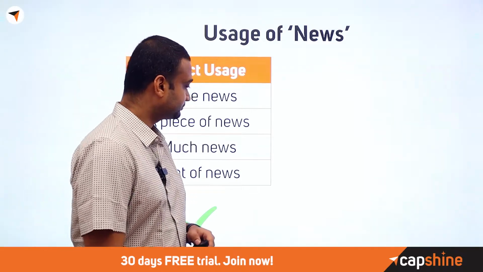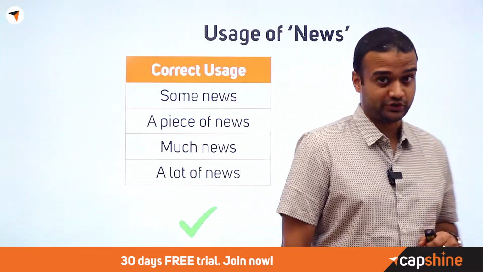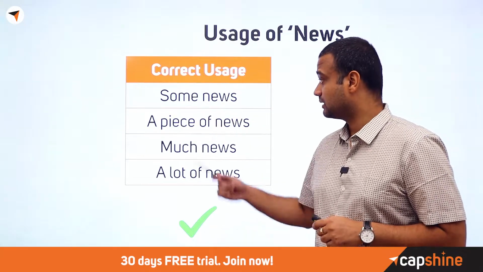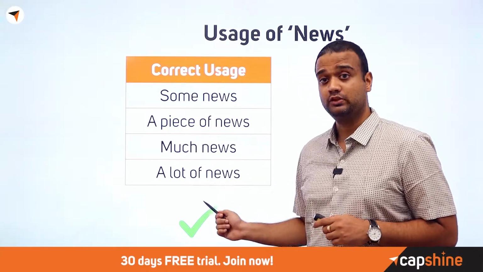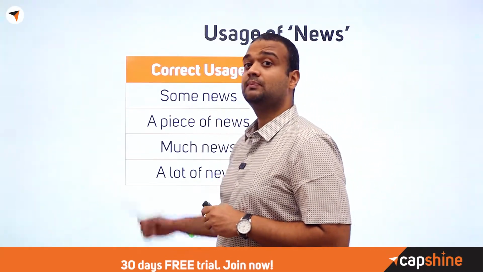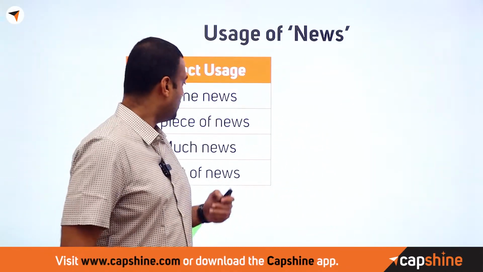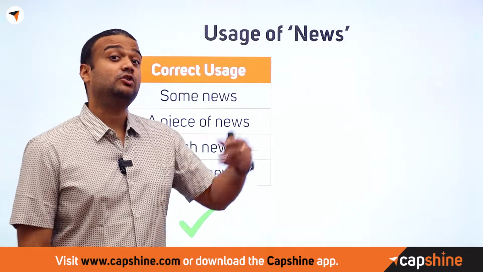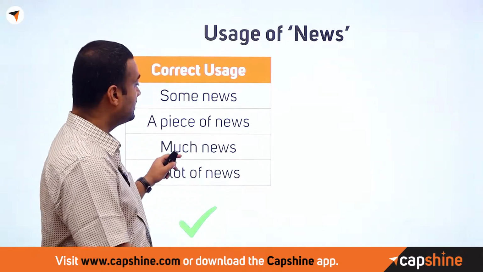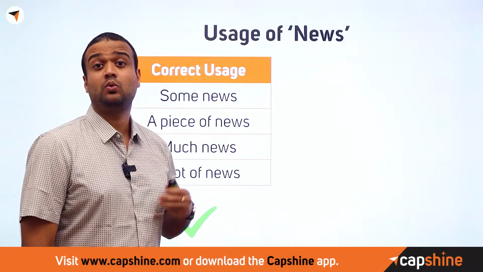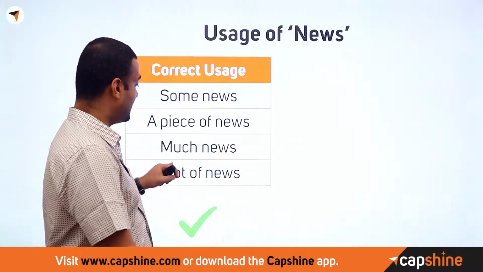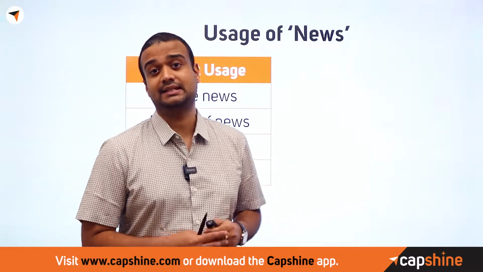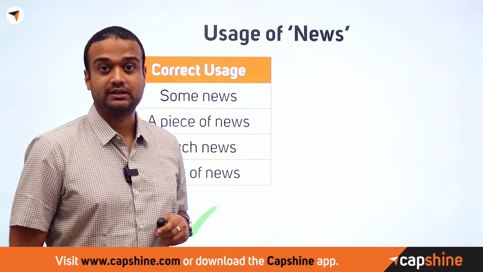For example, these are the right usages of news. Some news, a piece of news, much news, a lot of news. I heard some news that there is going to be increase in onion prices. Or I came across a piece of news today that petrol prices are going to go up. There is much news about the latest war with Ukraine. And of course, there's a lot of news these days about international politics.